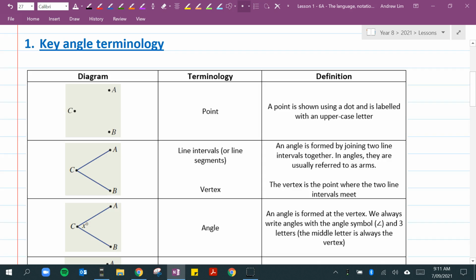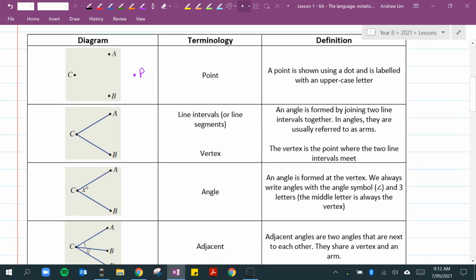On the left here, we've got the diagrams. In the middle, we've got what it's called. And on the right, we've got the definition. Okay, so here we can see these are called points. A point is shown using a dot and is labeled with an uppercase letter. So here we've got points A, B, and C. Often we like to use the letter P for point as well, just so that you know.